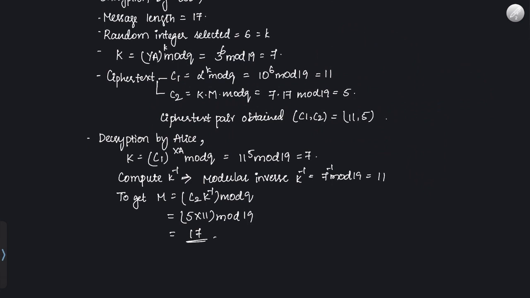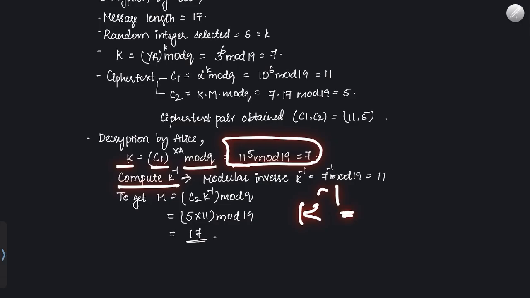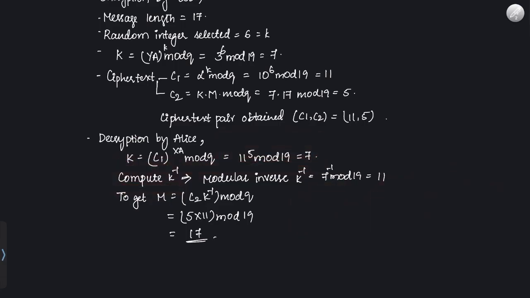In order to get that, capital K is equal to C1 power XA mod Q. So we'll get 7 as the answer, and then computing K inverse. So we are taking K inverse as 7 inverse mod 19. When we solve this, we'll get the value as 11. And in order to get the M value, we have to perform C2 into K inverse mod Q, that is 5 into 11 mod 19. So we get the value as 17 here.